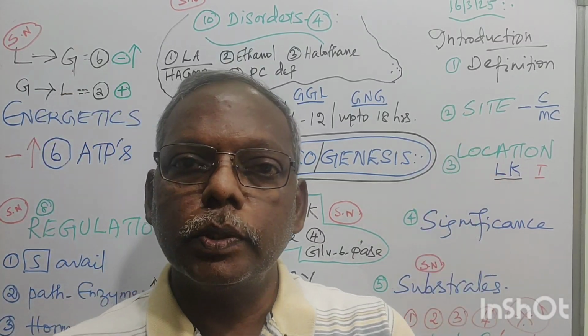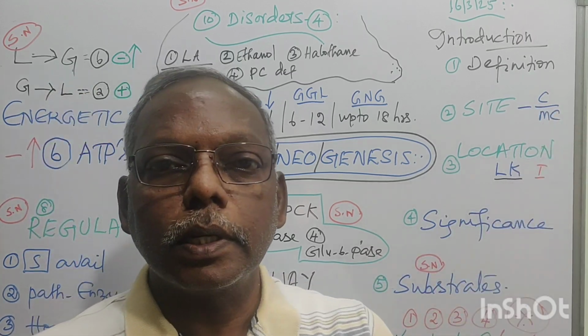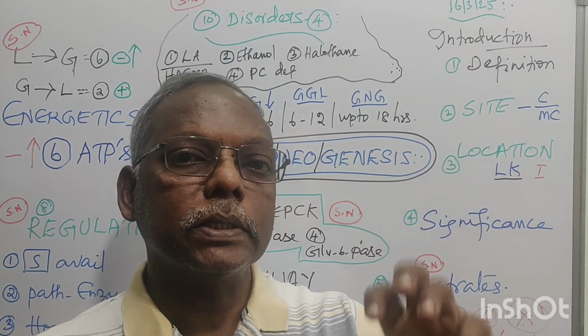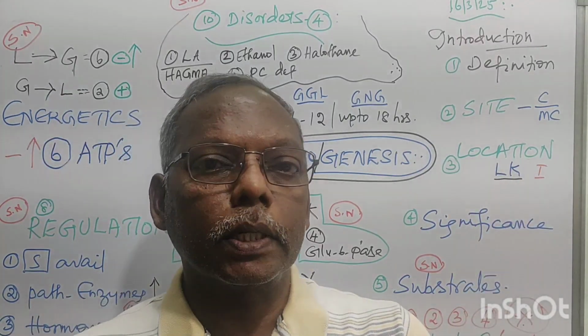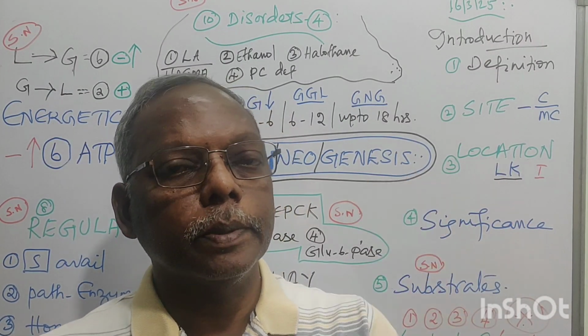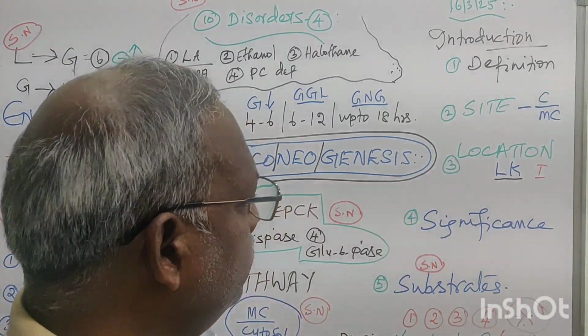Second one is, as usual, what is the site and location? Cytosol and mitochondria. In both compartments, gluconeogenesis will happen. Location is usually two organs, that is liver and kidney. Sometimes some amount of gluconeogenesis takes place in the intestine also.